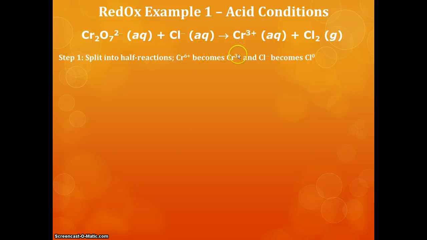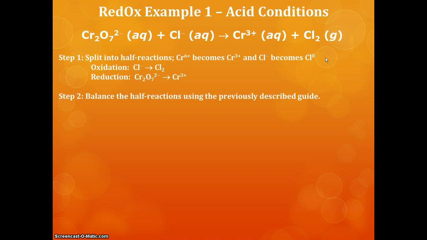And so this looks like a reduction. Charge is dropping. If we look at the same thing with chloride, we're going from Cl- to Cl0 because elemental chlorine has a charge of 0. And so this is oxidation. Charge is becoming more positive. So we'll write these down. There's my oxidation half reaction. There's my reduction half reaction, just like we verbalized.